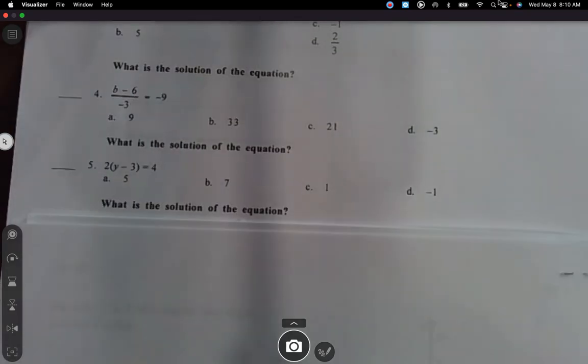Number 5. On this one, you have the 2 outside of parentheses, so you're going to distribute it, which just means multiply it. So 2 times y, 2 times that's like a -3, or you can just put the minus sign. What's 2 times 3? 6. Or you could have said 2 times -3 is -6. Either way, it's the minus sign in front of the 6.